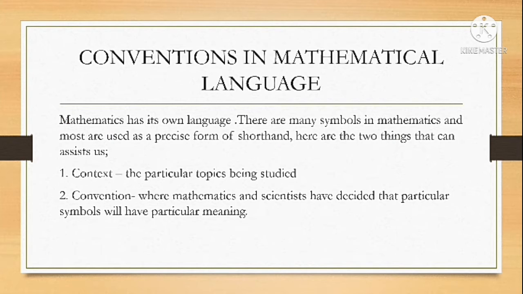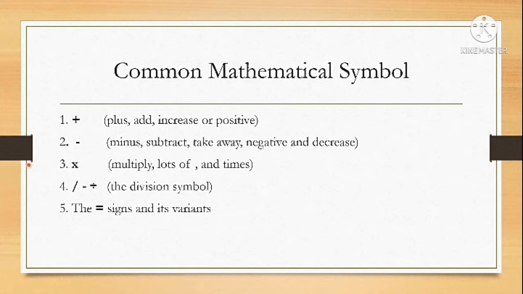Conventions in mathematical language. Mathematics has its own language. There are many symbols in mathematics, and most are used as a precise form of shorthand. Here are the two things to consider. Number 1, context, the particular topic being studied. Number 2, convention, where mathematicians and scientists have decided that particular symbols will have particular meanings. Common mathematical symbols.